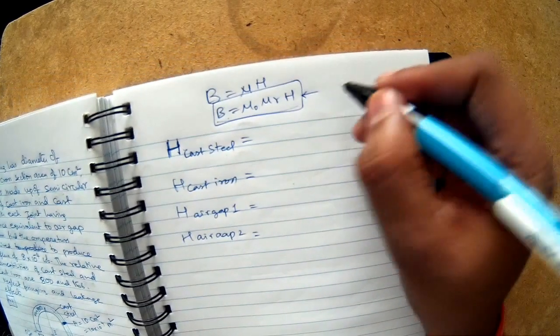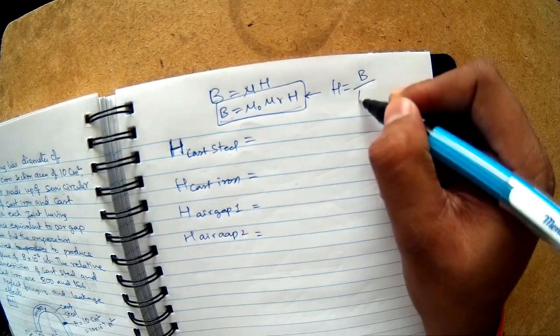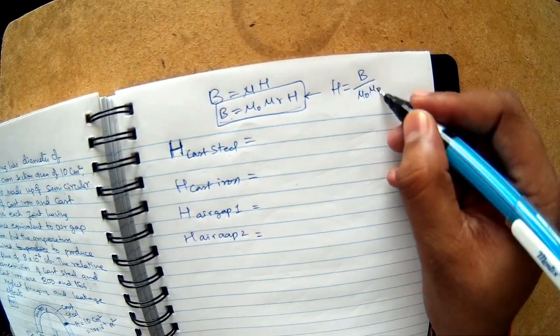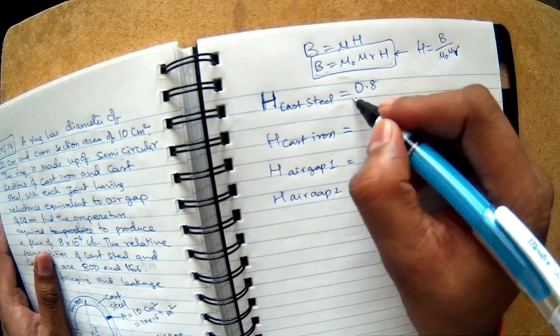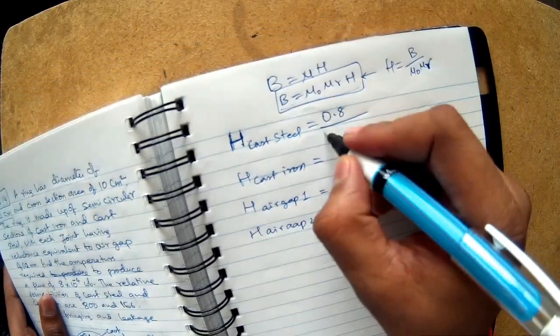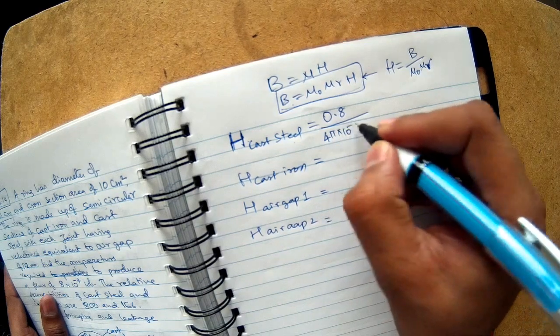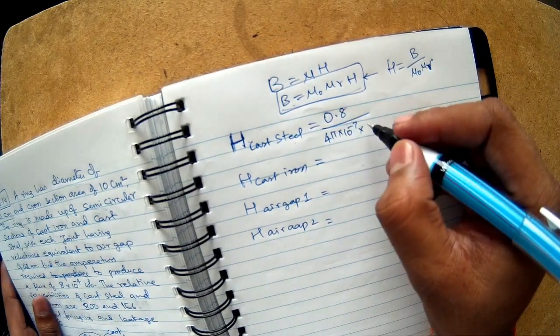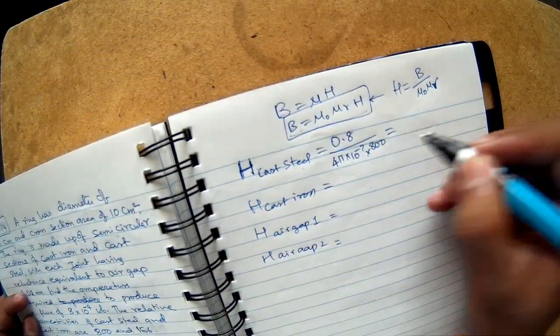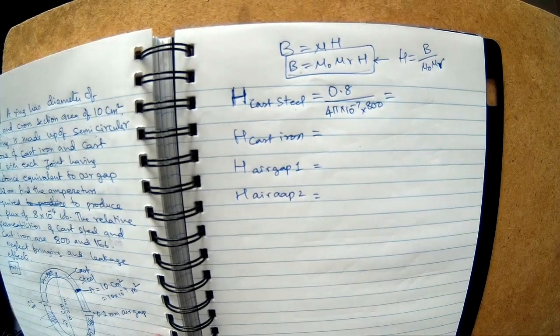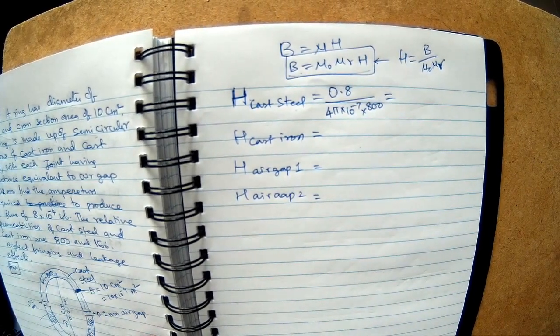So from this I can find H is nothing but B by mu naught mu R. Okay, so I'll do that. So 0.8 Tesla divided by mu naught, 4 pi into 10 power minus 7, into mu R. So mu R for cast steel is 800, that is given in the information. Okay. So let me calculate this. I'll have to use a calculator.